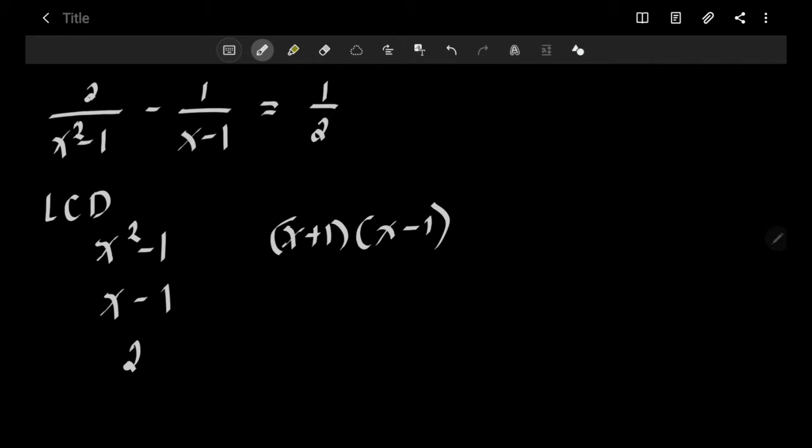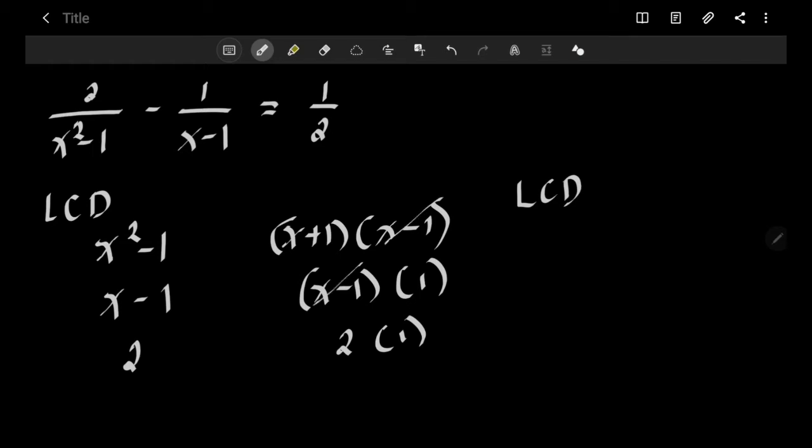So, the factors of x minus 1 on your second denominator are x minus 1 and 1. And your third denominator, which is 2, its factors are 2 and positive 1. So, look for their common factors to determine your LCD. So, ang common factor sa kanila ay si x minus 1. So, ibig sabihin, isa na sa mga factors ng LCD mo si x minus 1.